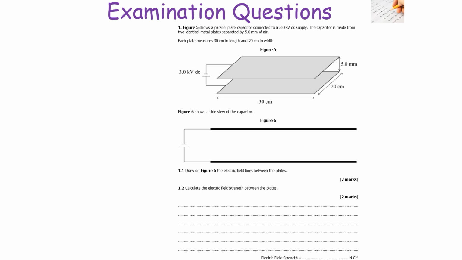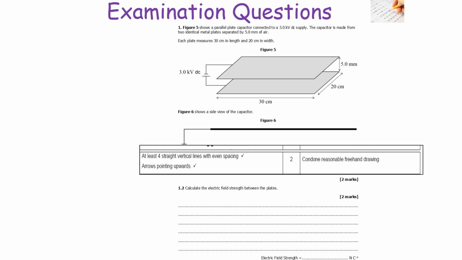Well, for the first one, when we're going through this question, you've got to know that the electrical field lines will always go from the highest value to the lowest, the most negative value. So therefore you're going to have at least 4 straight vertical lines because it's a uniform field. Okay, and the arrows are pointing upwards. You know this because you've got your negative value at the top and your positive value at the bottom there, so it's going to be going upwards.